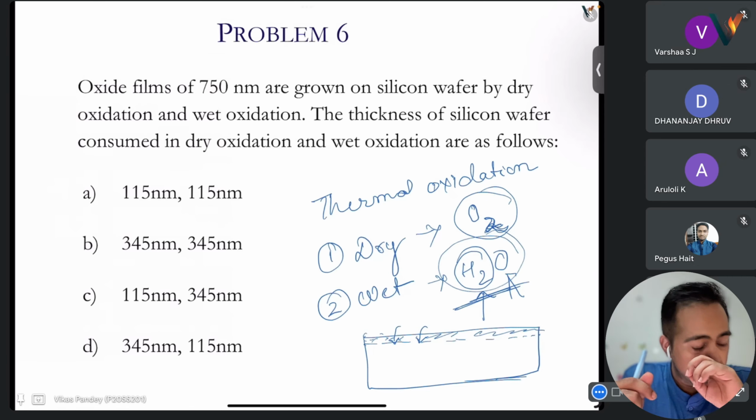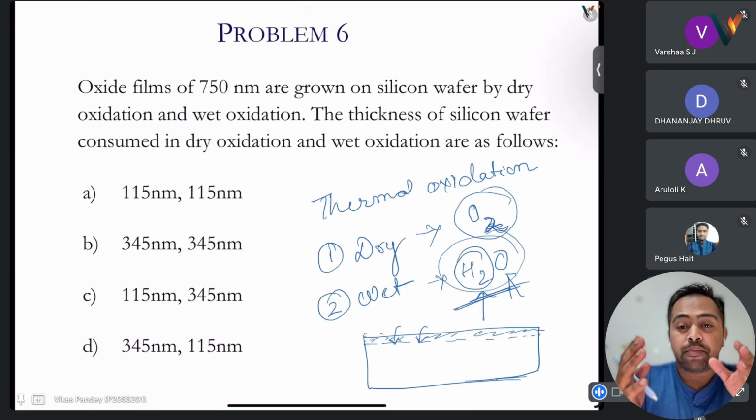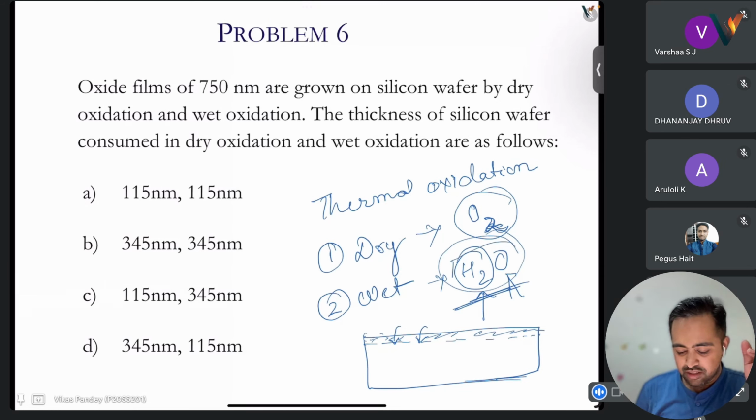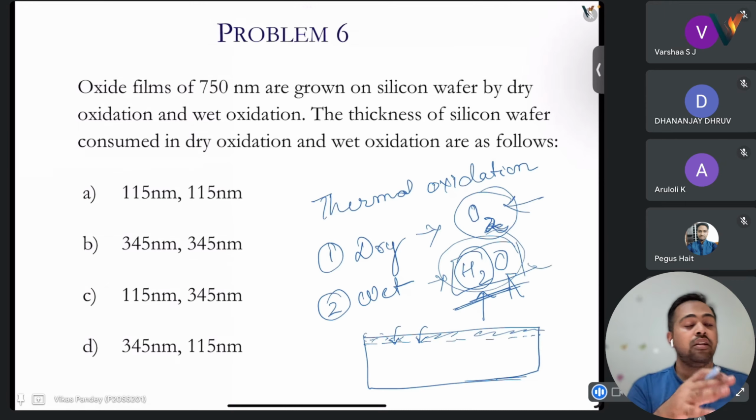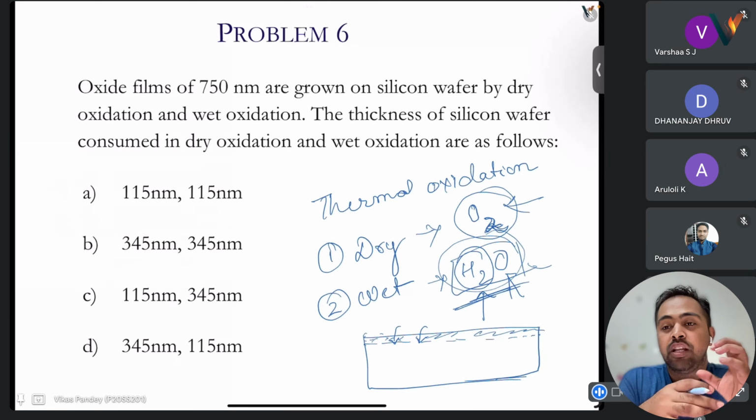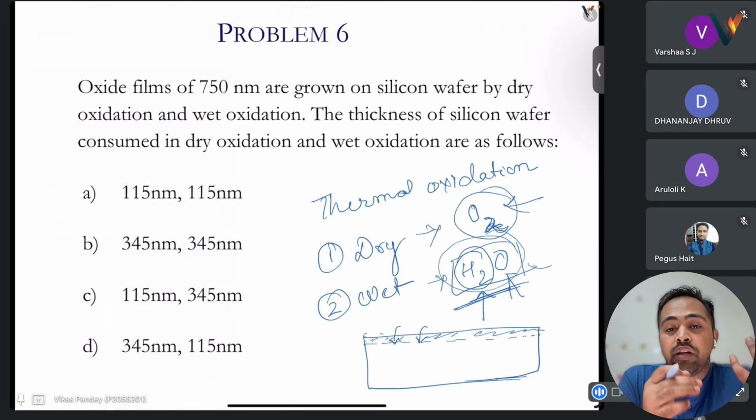So when we have two atoms of oxygen here, and here there are two hydrogen and one oxygen, still its mass as well as its size will be very small compared to oxygen. That is why dry oxidation is slower.